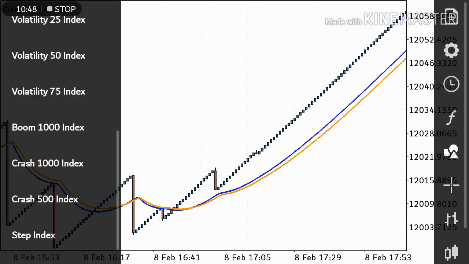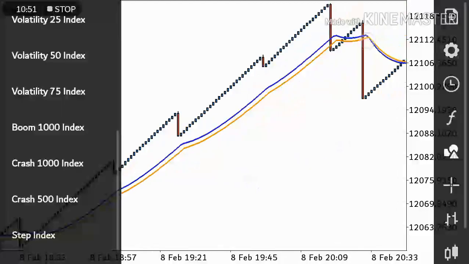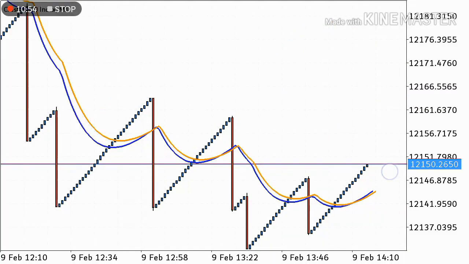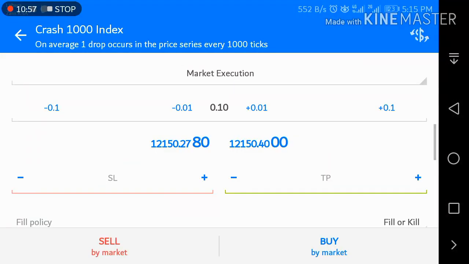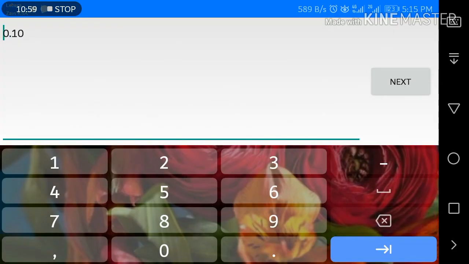Look here, cross and how many pips. Okay, look here, the cross is happening. Let me place a buy trade.